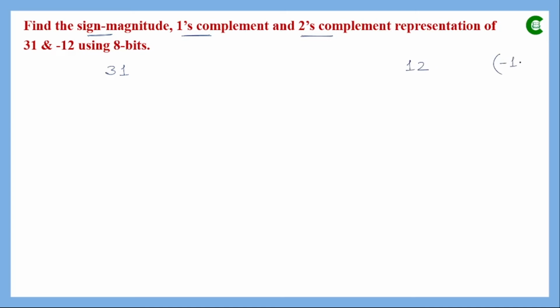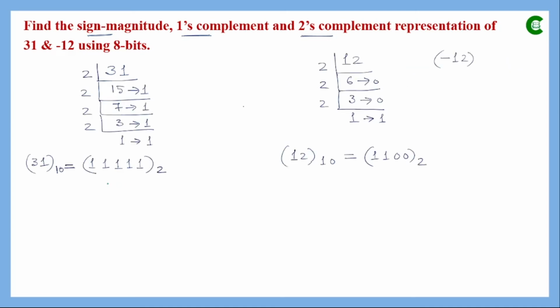Here we want to represent minus 12, so we will start with plus 12 first. So this is the binary equivalent of 31. 31 is in decimal number system, and to represent 31 we need 5 bits, because 2 to the power 5 we know is 32. So from 0 to 31 we can represent by using 5 bits.